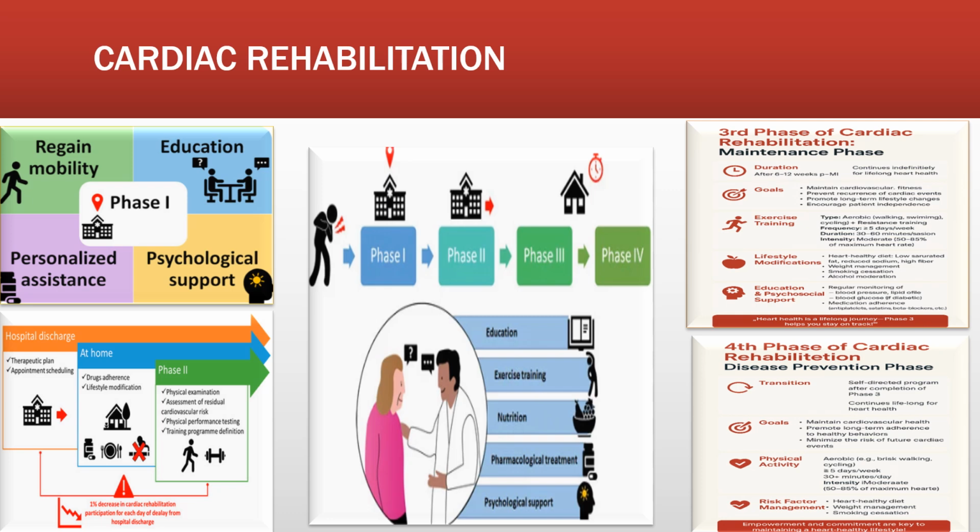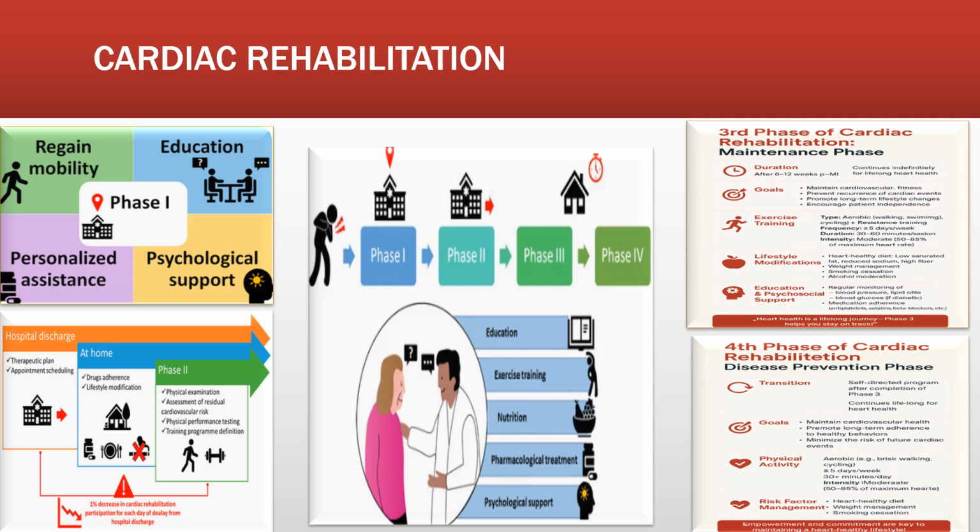Phase 3 is at home, and phase 4 also. In phase 3, what we are trying to do is exercise training. We give them aerobic exercise, you must do walking, swimming this much time or this many days in a week, and so on. We give some lifestyle modification, which is very important. That is your diet. You should have low saturated fat, reduced sodium, high fiber diet.